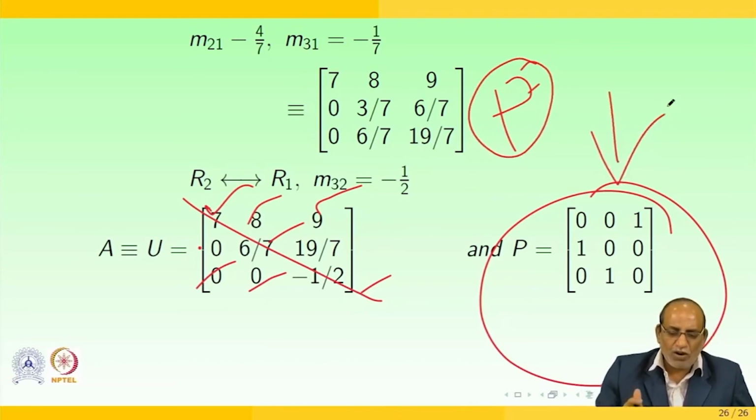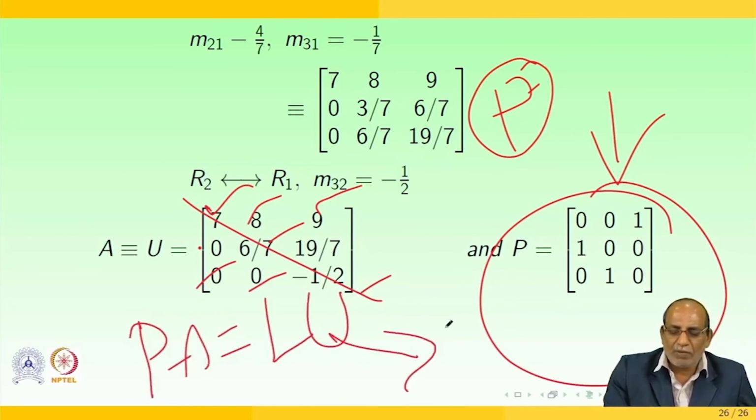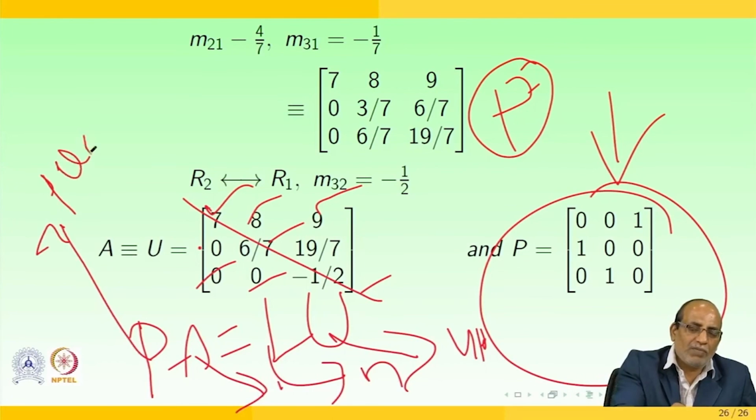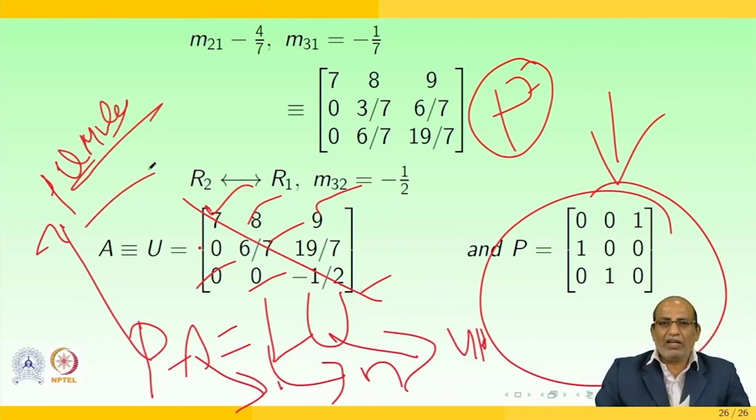Therefore, ultimately we could write it as PA equals LU, where U is the upper triangular matrix, L is the lower triangular matrix, A is the coefficient matrix and P is the permutation matrix. That's how we do the algorithm in the case of the permutation matrix, right?